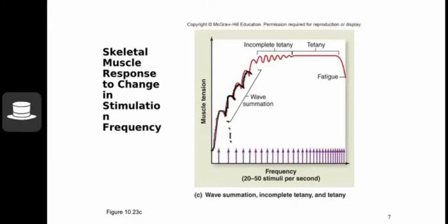And remember, this isn't treppe. We're not going all the way back to zero. And you'll notice down here that we're increasing the frequency of stimulations. So this is our temporal summation. Here's our incomplete tetany, and then once the frequency of stimulation is occurring frequently enough, rapidly enough, then we get a complete or fused tetany where the tension generated by the muscle is just at a constant level.